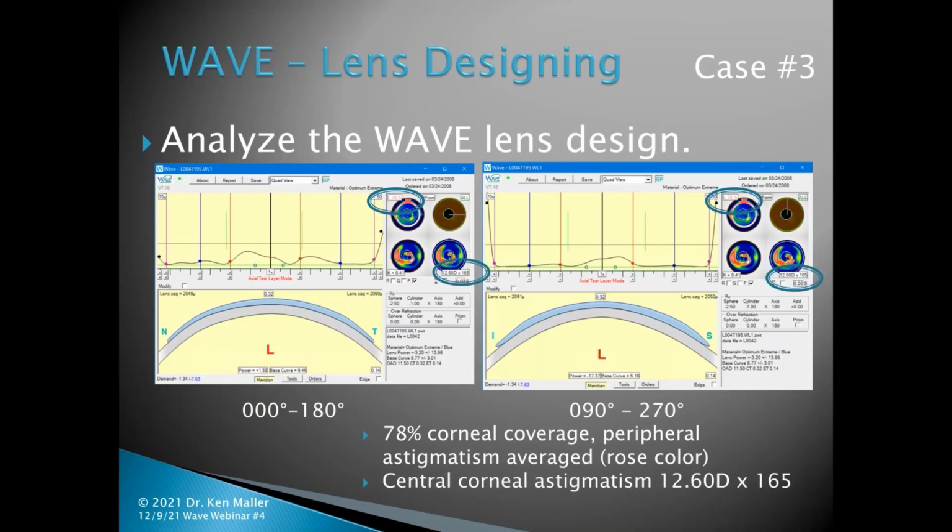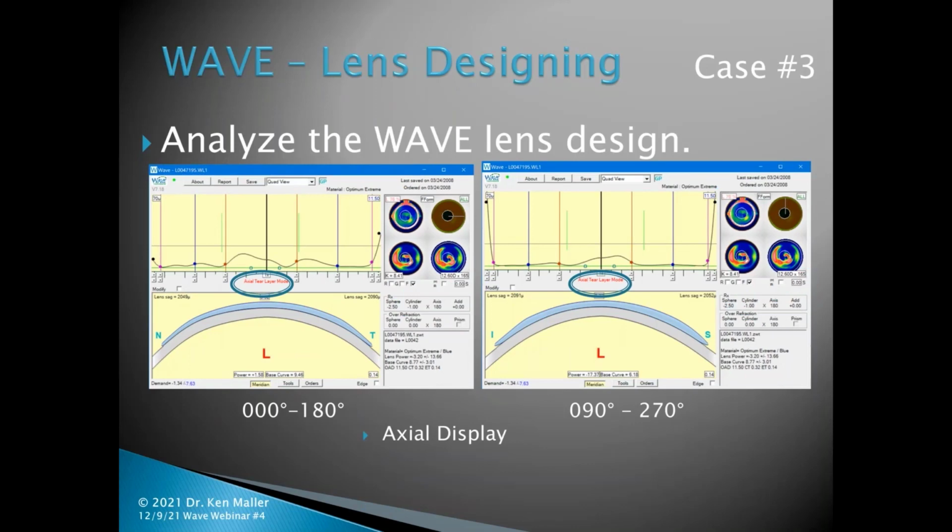The central corneal astigmatism, WAVE tells us, is over 12.5 diopters at axis 165, yet the refractive astigmatism was 1 diopter at 180. So clearly there's a big mismatch there, but I think we can understand why that is. It has to do with the interpretation of all of that irregularity.